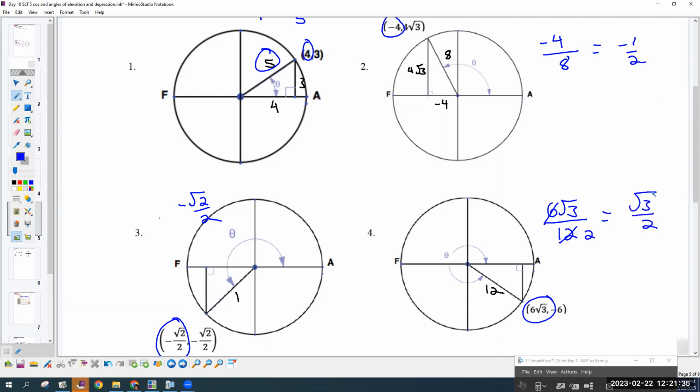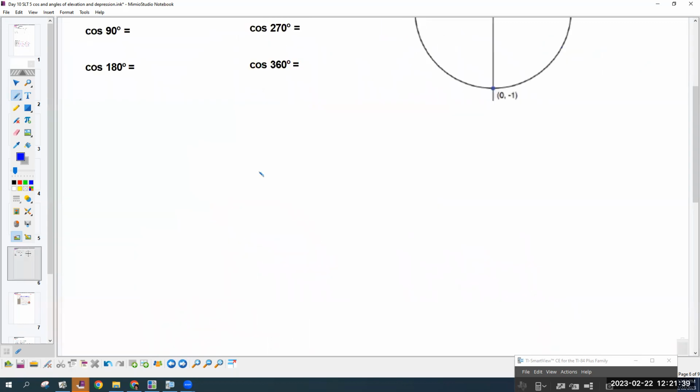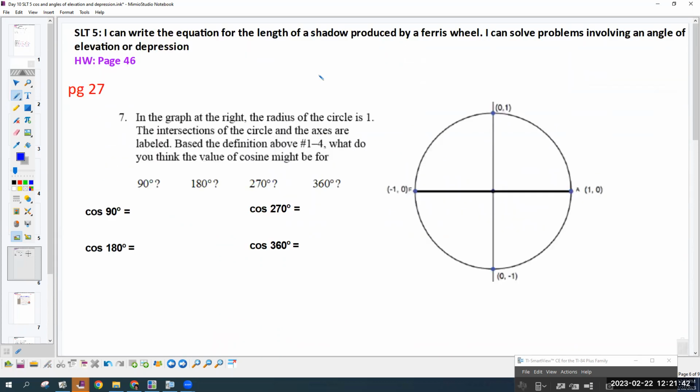Before we take a look at angles of elevation and angles of depression, we're going to just look at cosine of our quadrantal angles. So here we've got a beautiful unit circle, and all the quadrantal angles are labeled. I'm going to put the degree measurements on them. So this is 0, 90, this is 180, this is 270, and 0 is also 360.